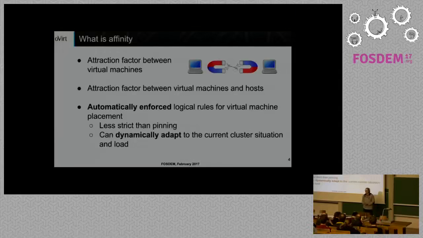So what is actually Affinity? Affinity, as we see it, is basically an attraction factor between VMs. It means virtual machines might want to run together or not want to run together. The same applies to virtual machines and hosts. There are certain hosts that might be better suited for the VM than others, but that's based on something different than just hardware considerations. It's just a logical attraction.